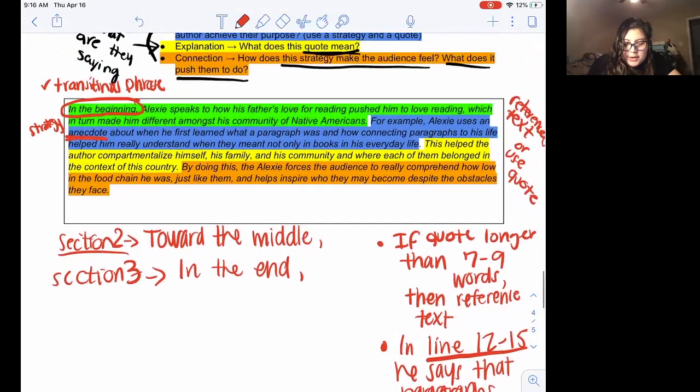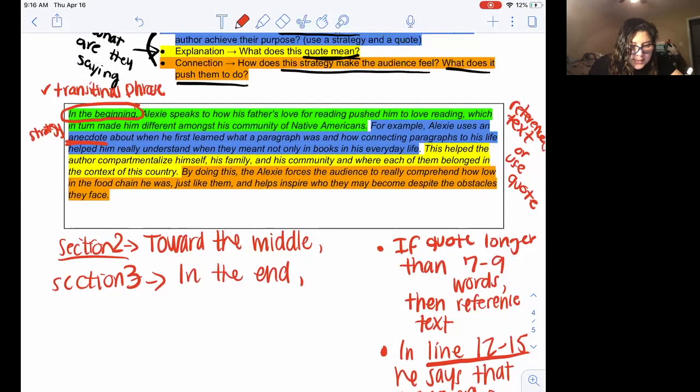And then the explanation: this helped the author compartmentalize himself, his family, and his community, and where each of them belonged in the context of this country. Again, it's just clarifying what that means. It's literally just explaining this. And then last but not least, it's that connection. By doing this, Alexi forces the audience to really comprehend how low in the food chain he was, just like then, and helps inspire who they may become despite the obstacles they face.